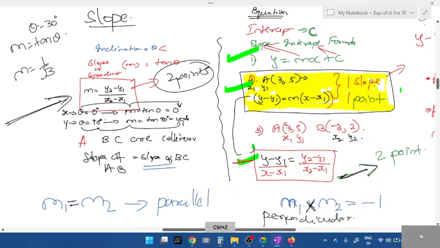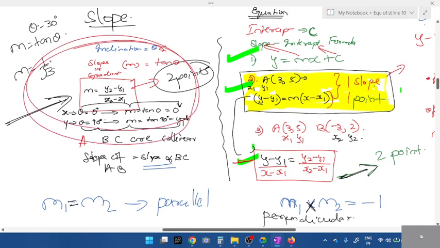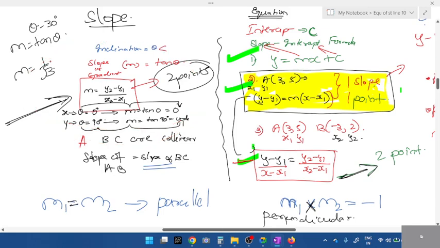Instead of that, I had taken the slope formula. Okay, so go through this quickly. Before solving that, first go through this. What is slope? What is equation?